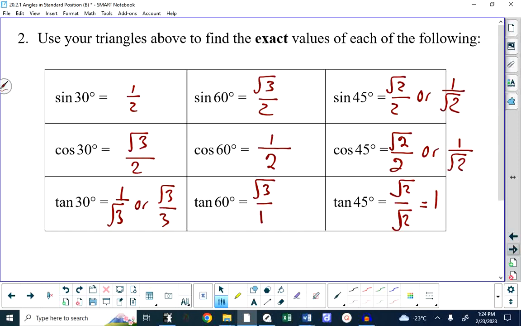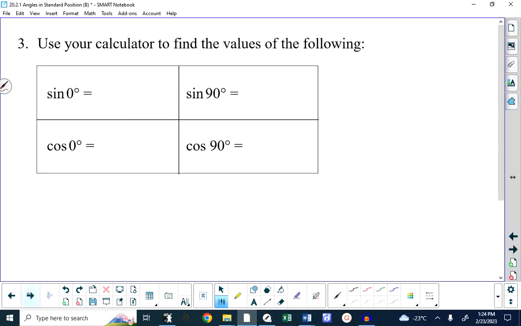And just use your calculator right now and complete the table for number 3. We're not using this really in this course, but I want you to have it in your notes so when we talk about Math 30 next year, you'll have seen it.